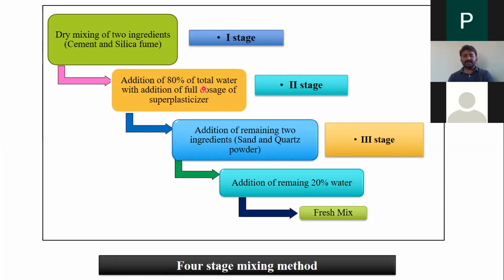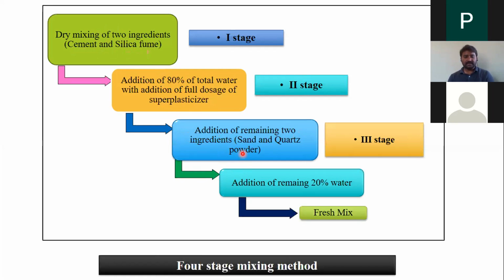80% of water and full dosage of plasticizer in second stage. Then I'll add the remaining two ingredients. See here, in the first stage, I'm adding only cement and silica fume. These are the ones which will give us the highest rotation effect, or you can call that the slump value or flow value, we are getting from cement and silica fume. That's why we have added all this dosage of superplasticizer and 80% of water in this second stage itself.